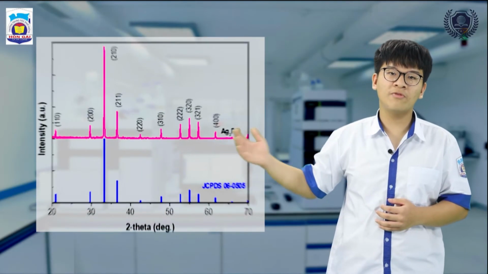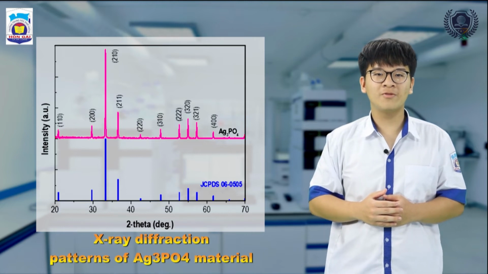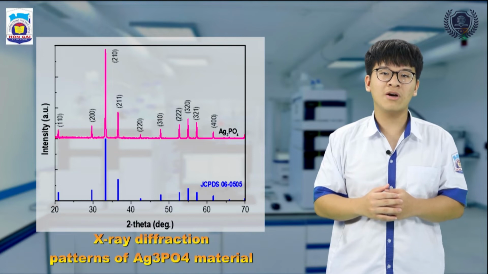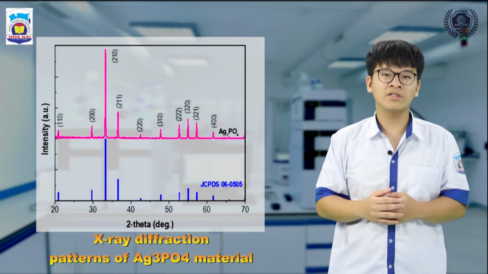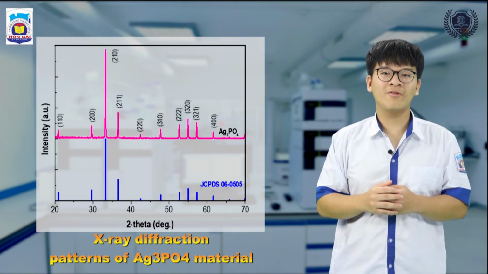This is the X-ray diffraction of silver phosphate. According to the X-ray diffraction results, we can see there are 13 peaks at the same positions between our sample and silver phosphate's X-ray diffraction data, so we can conclude that silver phosphate has been created successfully.